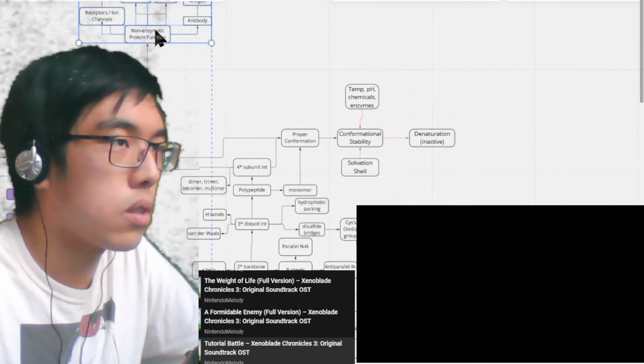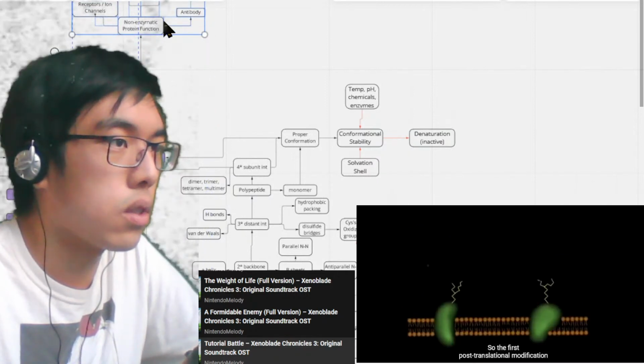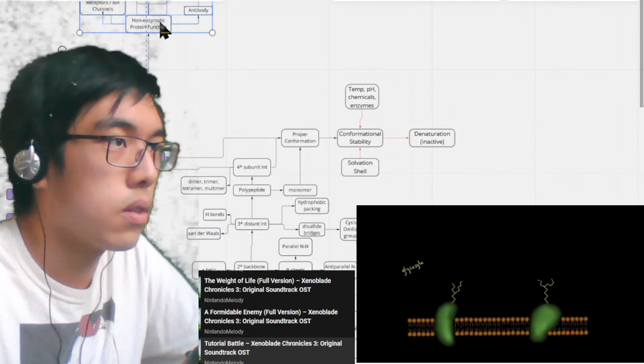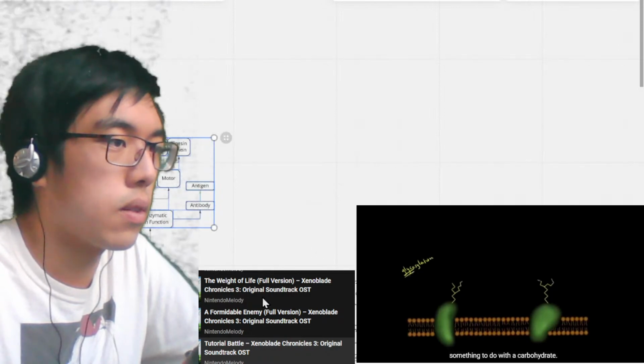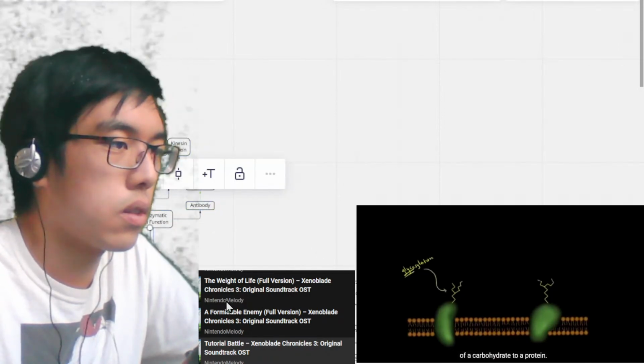So the first post-translational modification I want to talk about is glycosylation. The prefix glyco tells us that it has something to do with a carbohydrate. And so glycosylation is the adding of a carbohydrate to a protein.